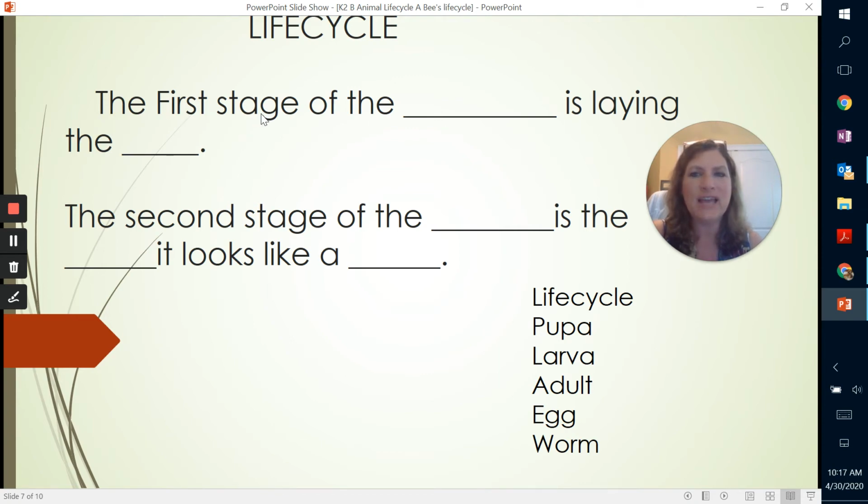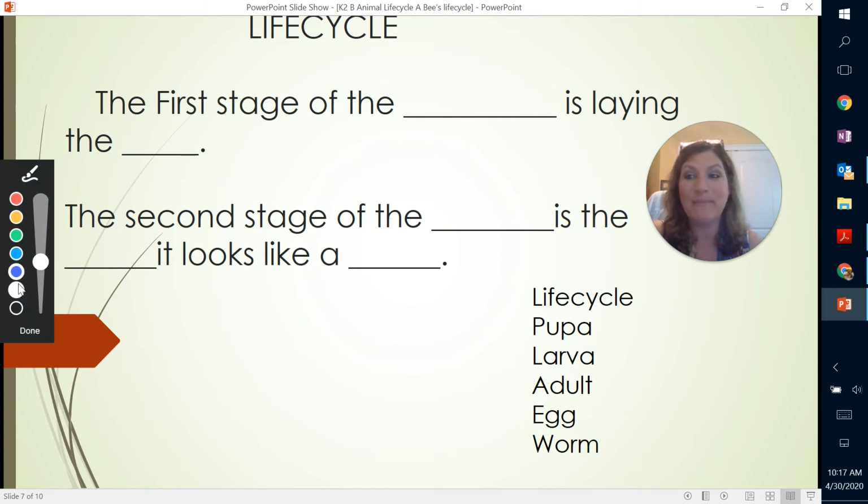The first stage of what are we talking about? That's right. We're talking about the life cycle. The first stage of the life cycle, that's where that would go right here in this blank, is laying the what? What do they lay? That's right. They lay the egg. So you can write that sentence on your paper. The first stage of the life cycle is laying the egg.